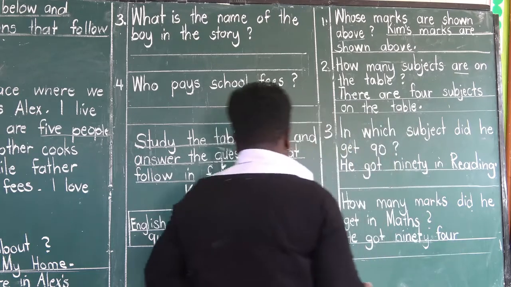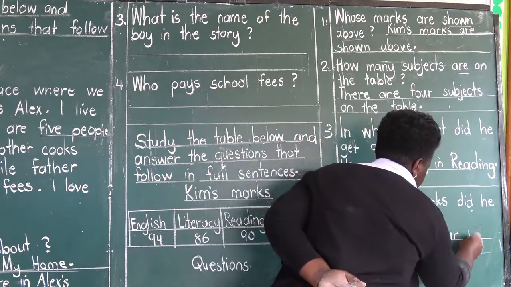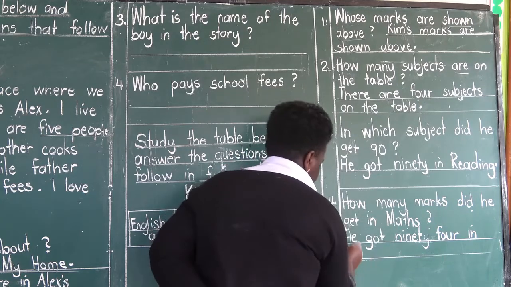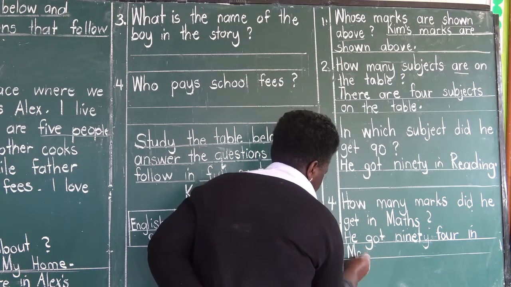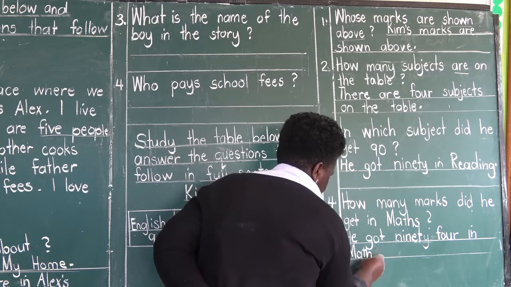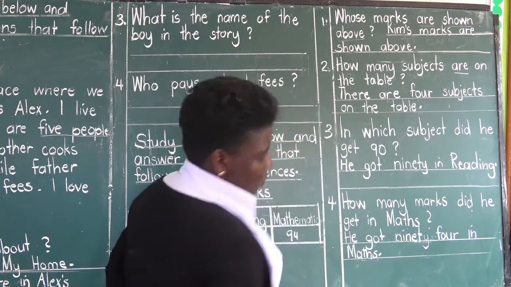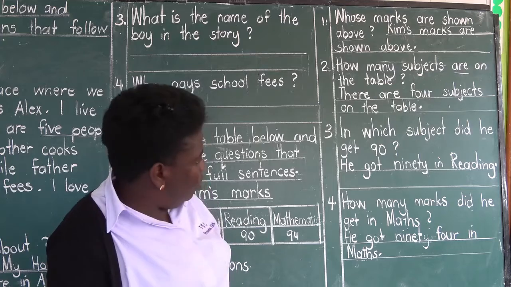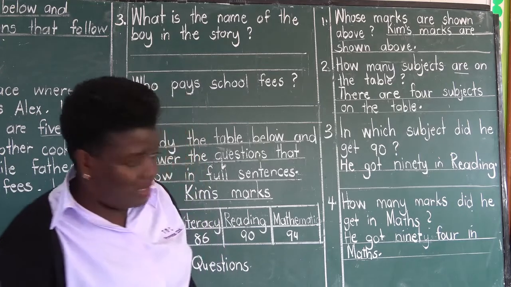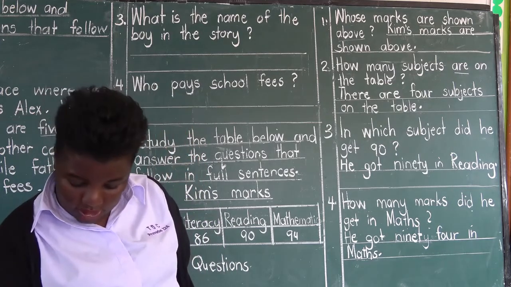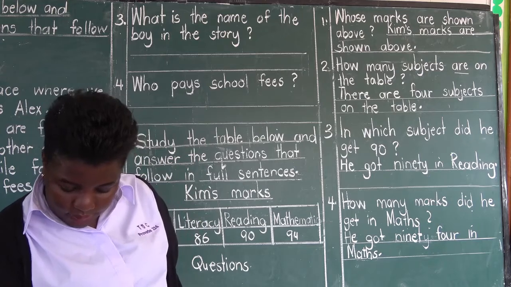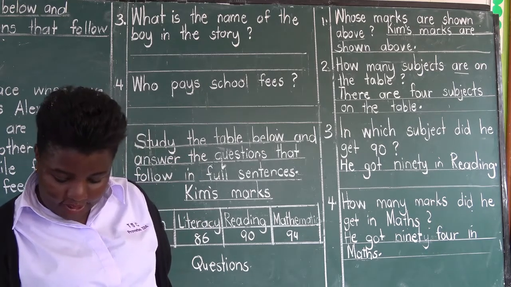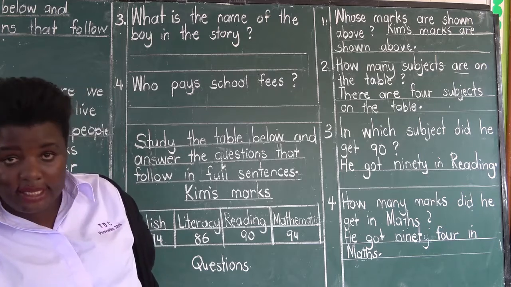F-O-U-R. He got 94 in math. Full stop. So that's how we answer such questions, dear children. So the next one, still on page 17.